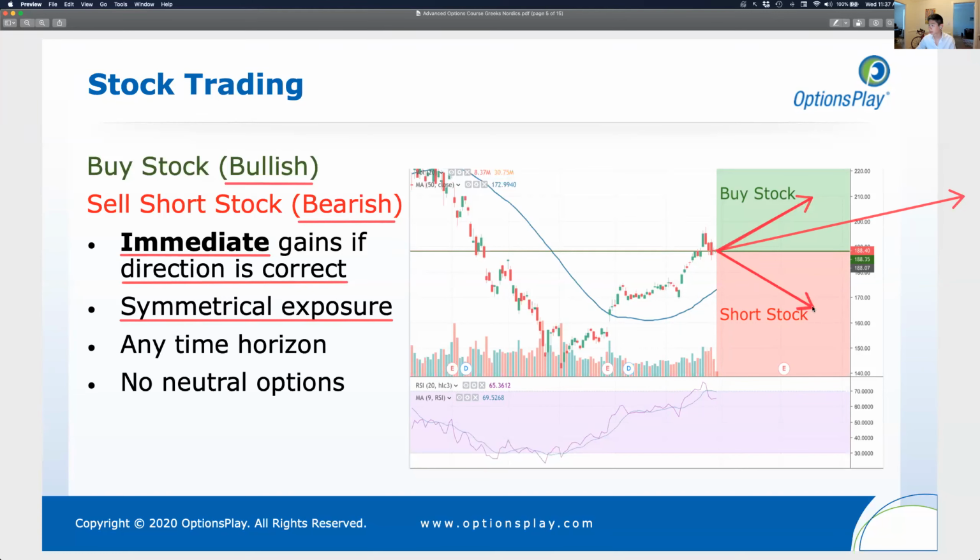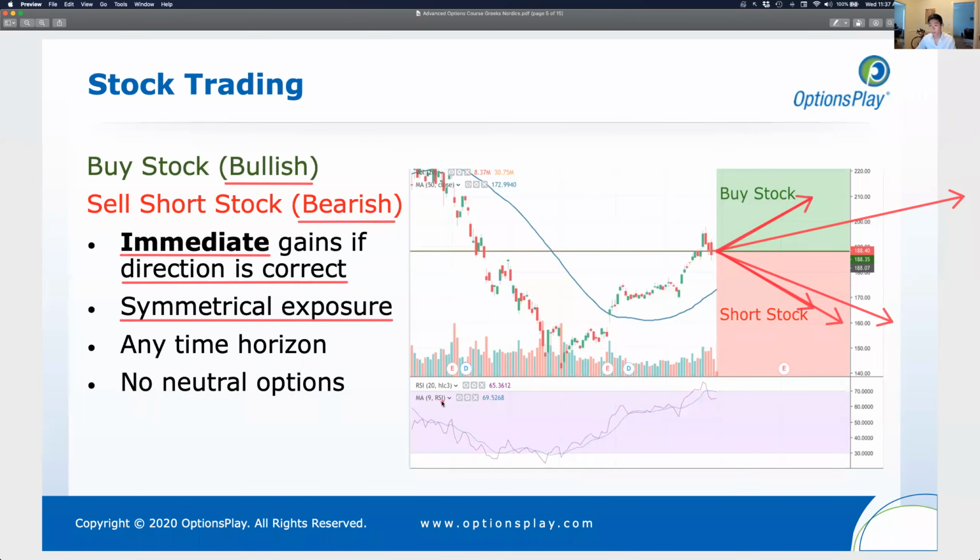Same thing with shorting a stock. If you short a stock at 188 crowns and you think it's going to go down to 160, it's very easy to calculate how much money you'll make from that investment if you short sold the stock. And also, it doesn't matter whether it makes that move very quickly or it takes a very long time. As long as it gets to that 160 level, you will make the same amount of money.